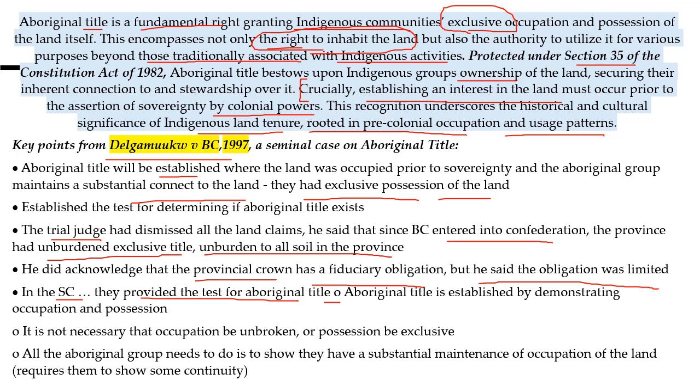They say that in order to prove Aboriginal title, it must be demonstrated that there was particular occupation and possession. It is not necessary that occupation was unbroken or possession be exclusive. So all an Aboriginal group needs to do is show that they had substantial maintenance of occupation. So they have to show some continuity. It is not that 50 years ago you were living there, now after 50 years you are claiming that land. That won't be possible. That does not help you in getting the Aboriginal title. You have to show some kind of continuity. So this continuity thing is important.